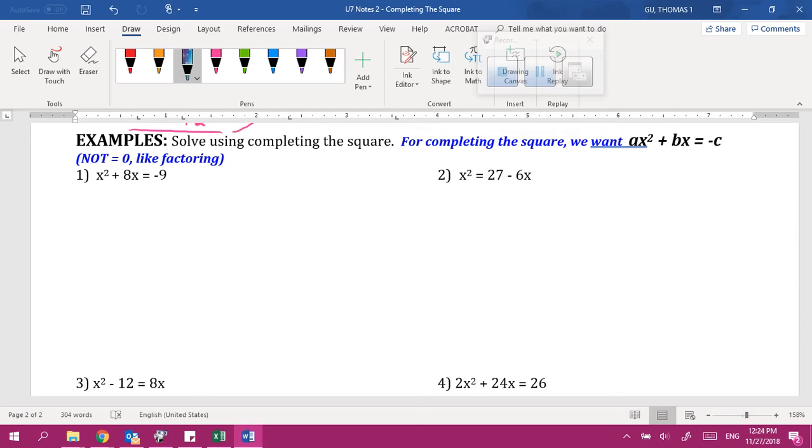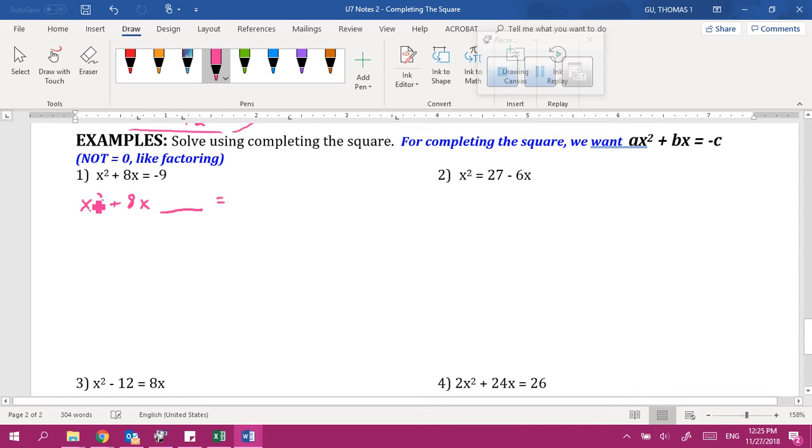So look at number 1. Is that already in the form that we want it to be? This one's already how we want it to be. If we're completing the square, remember, look, this is x squared plus 8x, then there's a blank, equals negative 9. We have the x squared term and the x term on one side of the equal sign, and the numbers on the other side. That's how we want it to be. Okay, so this is the form that we want it to be.